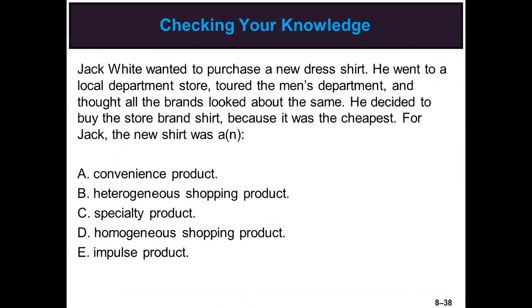Jack White wanted to purchase a new dress shirt. He went to a local department store, toured the men's department, and thought all the brands looked about the same. He decided to buy the store brand shirt because it was the cheapest. For Jack, the shirt was D, a homogeneous shopping product. Jack sees all the brands as the same and selects the store based on the price.